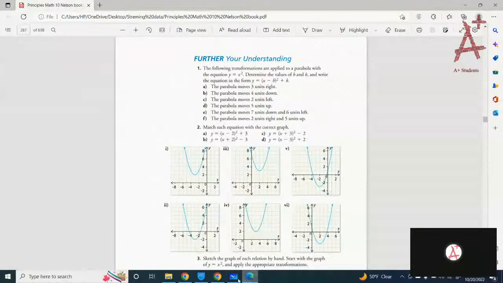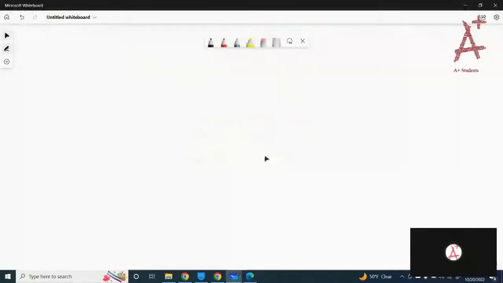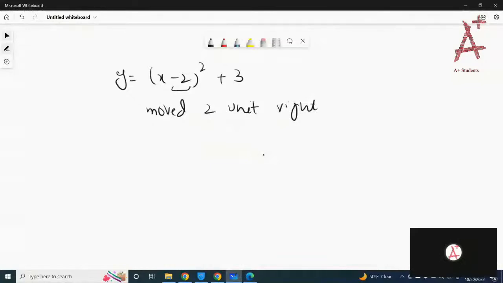Let me write down the equation. The first one is y equals (x minus 2) whole square plus 3. So the negative 2 here means the graph is moved 2 units right. Got it? And 3 is positive, that means 3 units up. 2 units right and 3 units up. Now you just have to look at the graph, which graph is 2 units right and 3 units up.